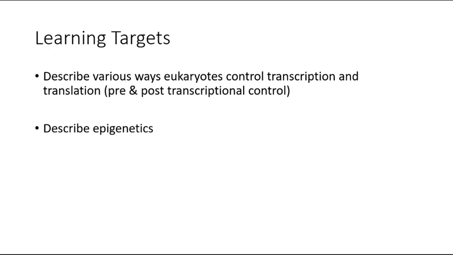There we go. Here are the learning targets. Describe ways that eukaryotes control transcription and translation, and describe epigenetics. And a lot of times you see this pre-transcriptional control or post-transcriptional control. Those are some terms we should be familiar with.